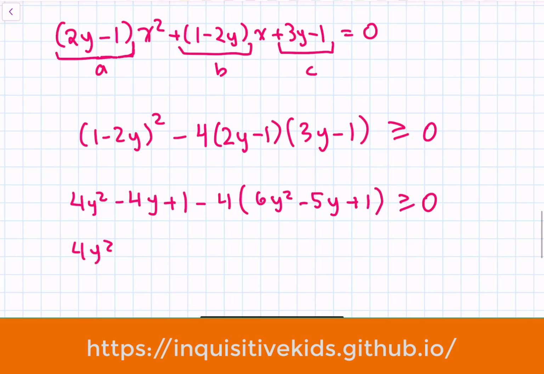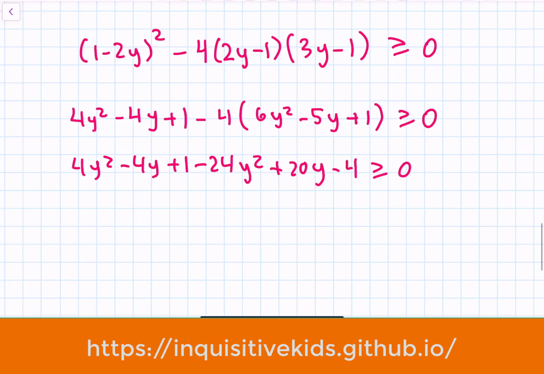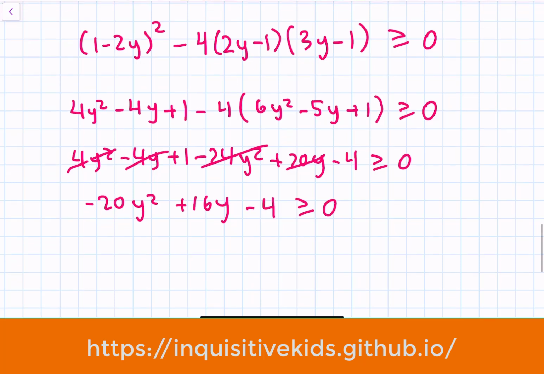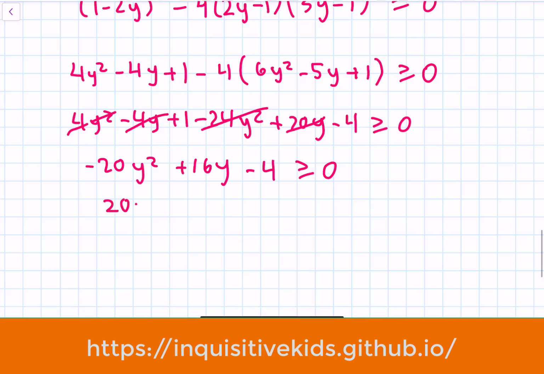Continue simplifying. 4y squared minus 4y plus 1 minus 24y squared plus 20y minus 4 is greater or equal to 0. Combine some like terms. Here we have negative 20y squared plus 16y minus 4 is greater or equal to 0. And if we want to, we can also divide by negative 1 on both sides, but also flip this inequality.